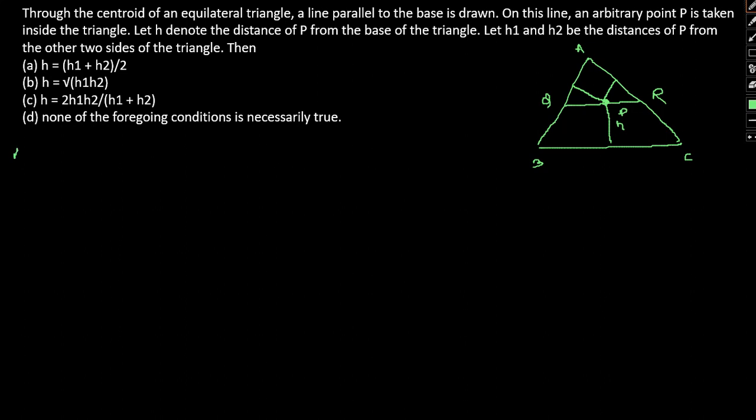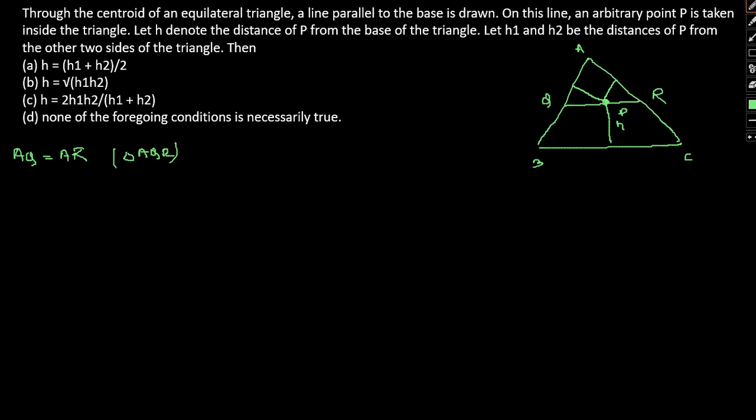Here we can see AQ will be equal to AR, because since it's an equilateral triangle, any line parallel to the base BC, so QR, will also form an equilateral triangle. So these are also the sides of equilateral triangle AQR. Okay, I hope this is clear.